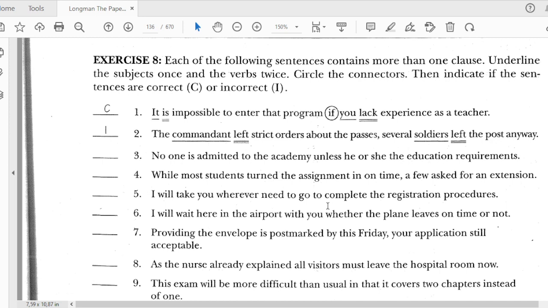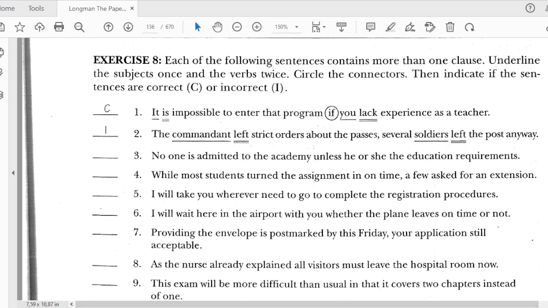I will take you wherever you need to go to complete the registration procedures. Okay, number 5. I will take you wherever need to go to complete the registration procedure. Salah. I will take you wherever you need to go. Harus ada kata you need to go. Ya, itu salah. Number 6. I will wait here in the airport with you whether the plane leaves on time or not. Yeah. Number 6 correct.